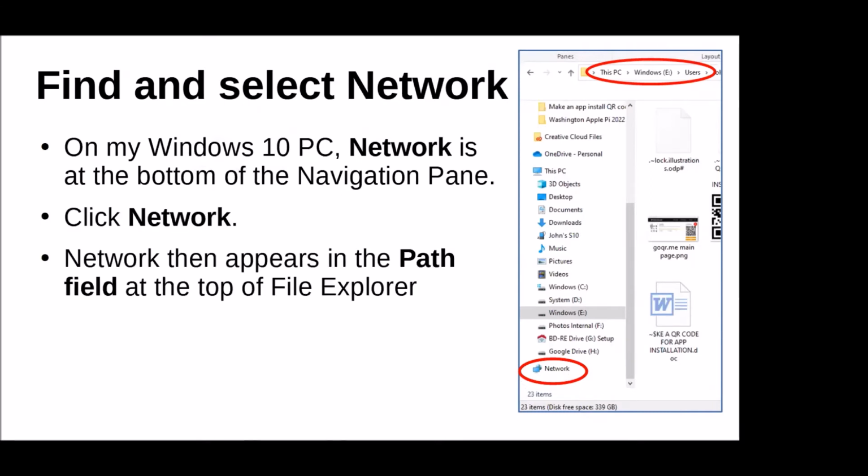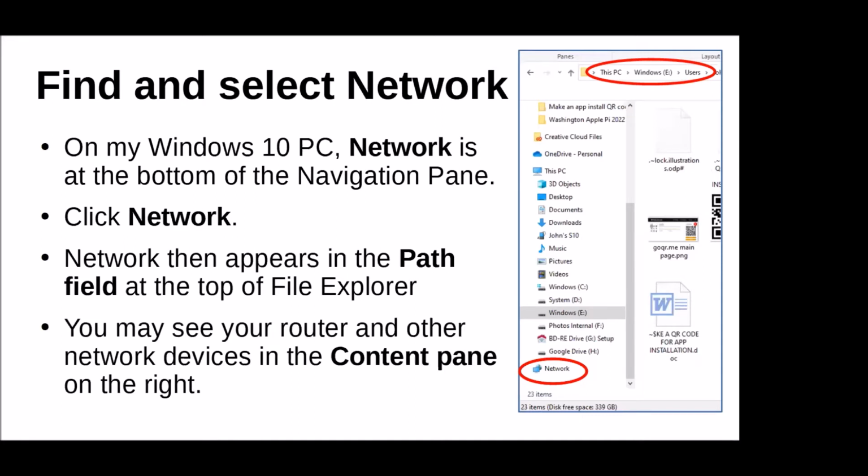Click Network in the navigation pane. Network then appears in the path field up here at the top. Now, I don't show it appearing yet here, but you will see that in place of This PC when you click on Network. You may also see things in the content pane at the right, such as your router and other network devices.